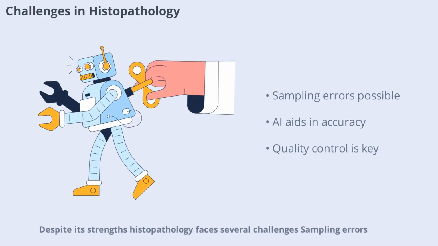Despite its strengths, histopathology faces several challenges. Sampling errors, poor fixation, or inadequate staining can lead to inconclusive or incorrect diagnoses. Additionally, some tumors may mimic benign conditions, making interpretation difficult. Advances in digital pathology and artificial intelligence are helping to address these issues, offering new tools for more accurate and efficient analysis. Continuous training and quality control are also vital to maintaining high standards in histopathological diagnosis.